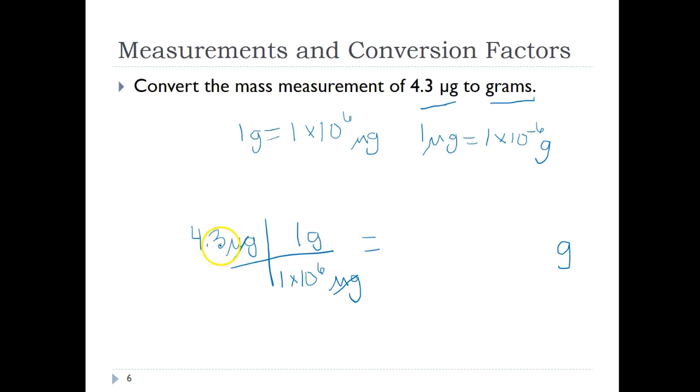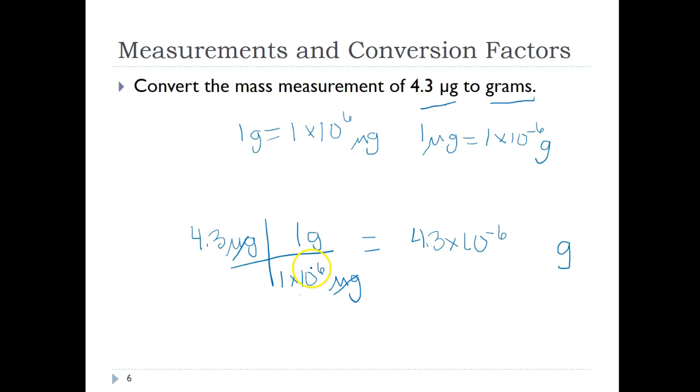So 4.3 times 1 divided by 1 times 10 to the 6th is what I need to put into my calculator. So 4.3 times 10 to the negative 6th grams.